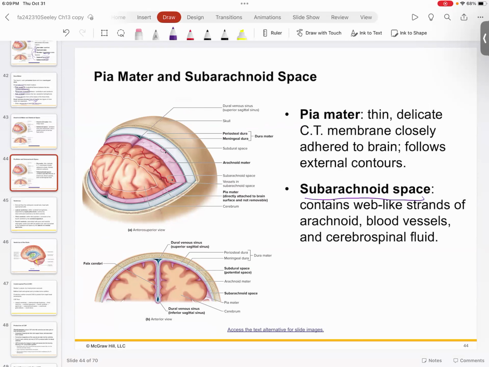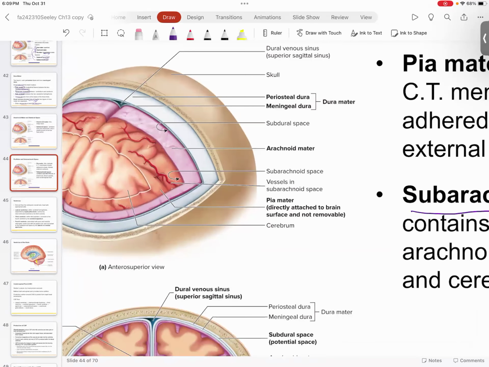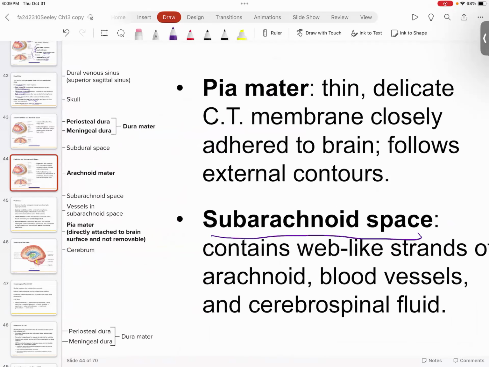So the last layer we have is the thin pia mater, which is basically this little thin piece. It's very thin, very delicate. It sticks to the brain. You typically can't really peel it off of the brain. It's very tight against the brain. It's like skin tight. And so it's there to protect the neural tissue.